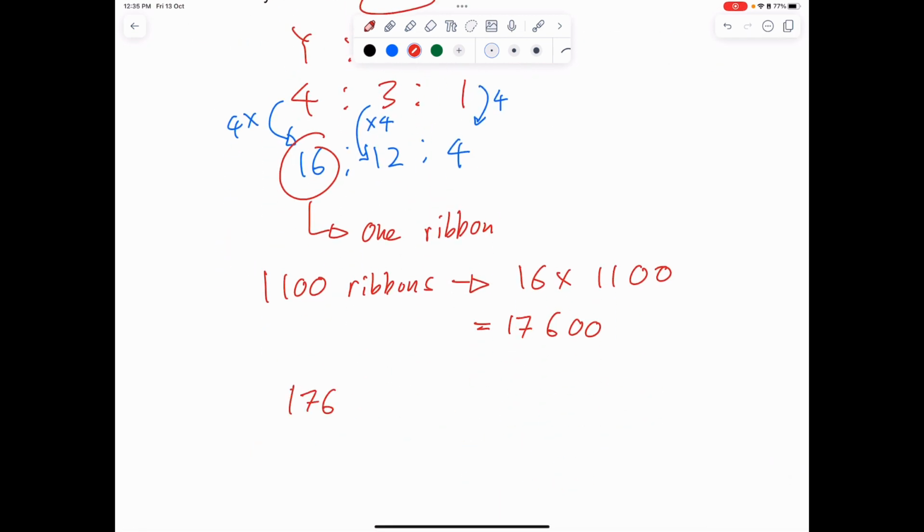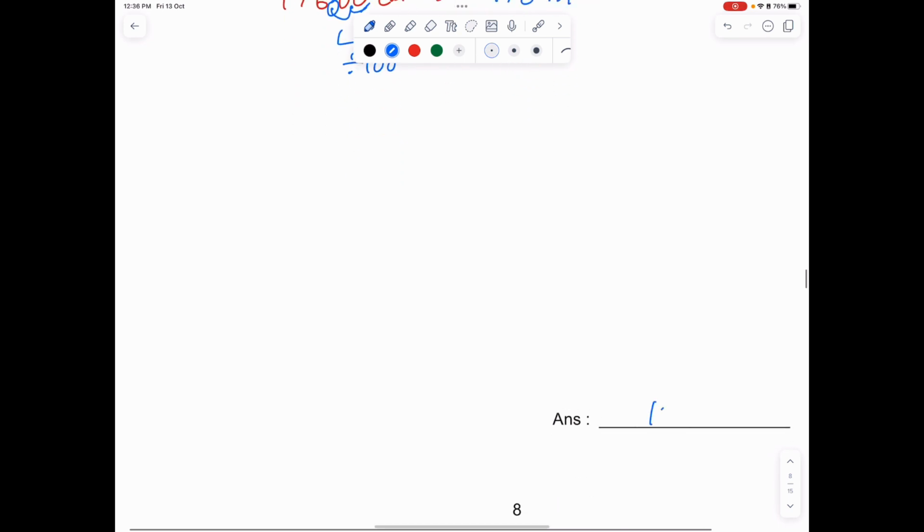So 17600 cm, when you convert into meters, don't forget, the conversion is 1 meter is 100 cm. So to do this, we will need to divide this by 100. So we shift our decimal point 2 times. 1 time, 2 times. So it's actually 176 meters. Answer: 176. Okay? Moving on.